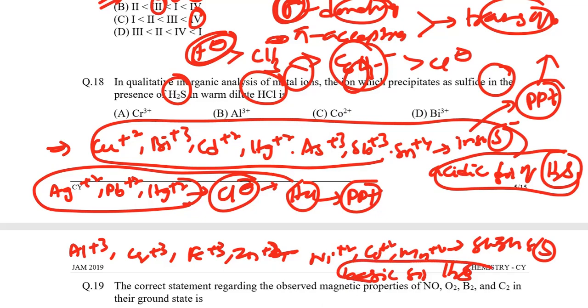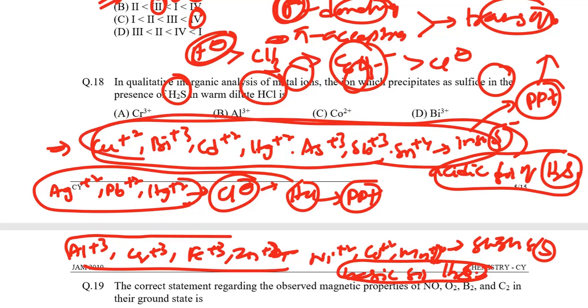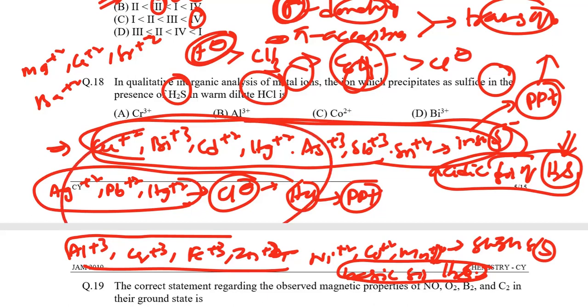Okay, so just to check the differences here: all of these metal cations can be precipitated by adding basic solution of hydrogen sulfide, whereas all these metal cations can be separated or precipitated by adding acidic solution of hydrogen sulfide. Just check the differences. Now we can see magnesium plus 2, calcium plus 2, strontium plus 2, and barium plus 2. All of these metal ions can be precipitated by adding carbonates.